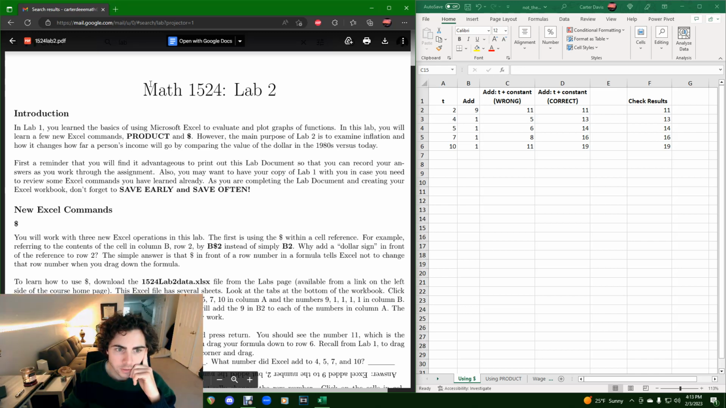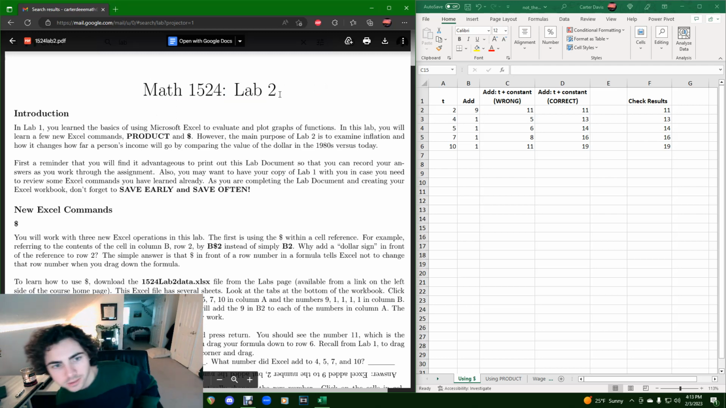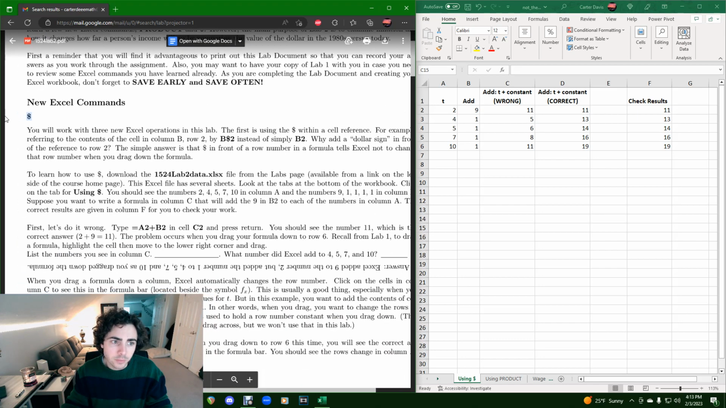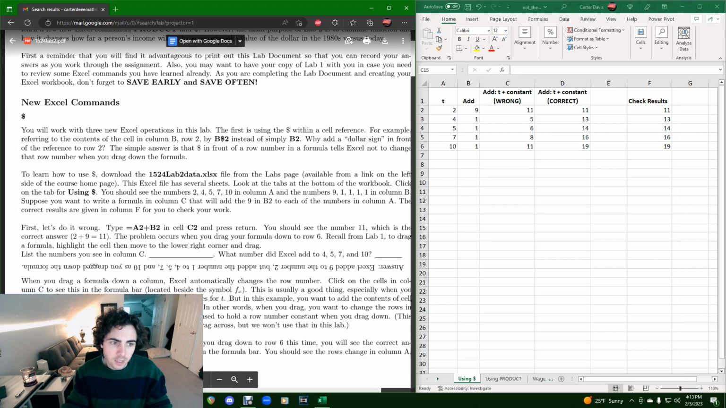Okie dokie. So, assuming that Lab 2 is the same this semester as it was last semester, we're going to work through Lab 2, or at least do a little summary of what we're doing here. Right off the bat, they introduced new Excel commands, the first one being the $ sign. So the $ sign, what does it do?